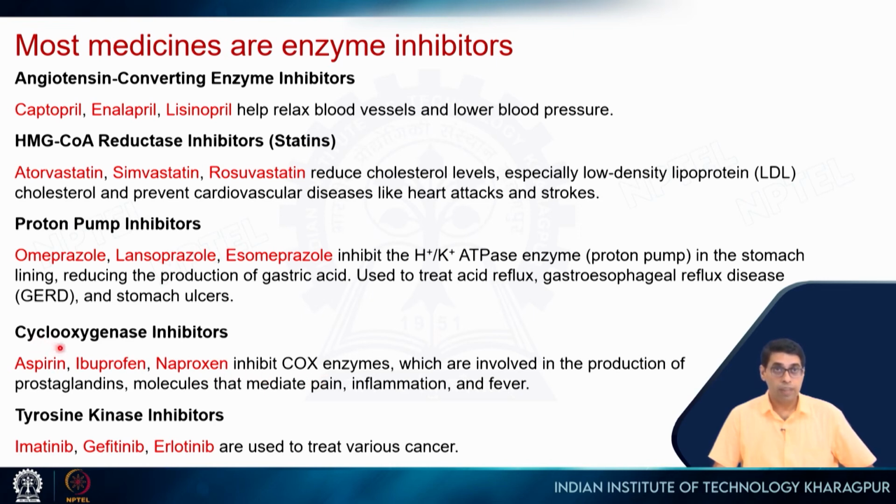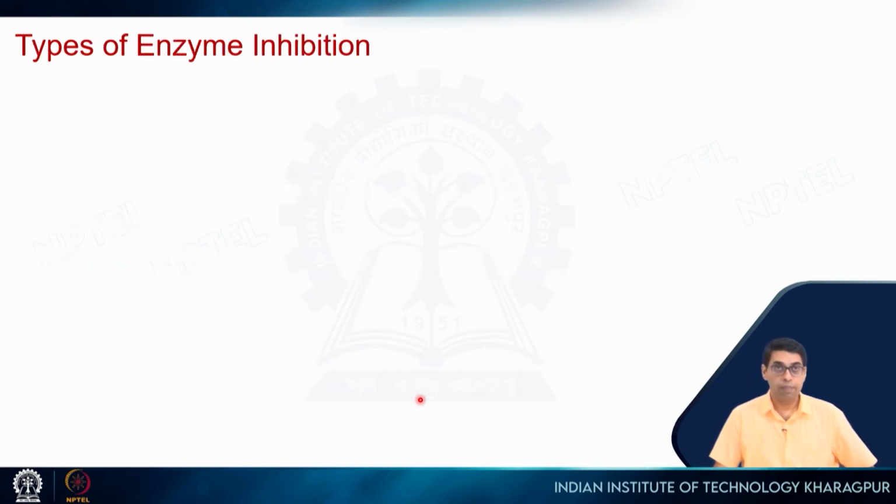COX is cyclooxygenase. These inhibitors help us relieve pain, and these are some names you might have seen. These are very common: aspirin and ibuprofen. And then there are tyrosine kinase inhibitors. We have already seen the example of imatinib, and there are other variants which are used to treat various kinds of cancer. I will also talk about some more inhibitors as I go through this lecture.